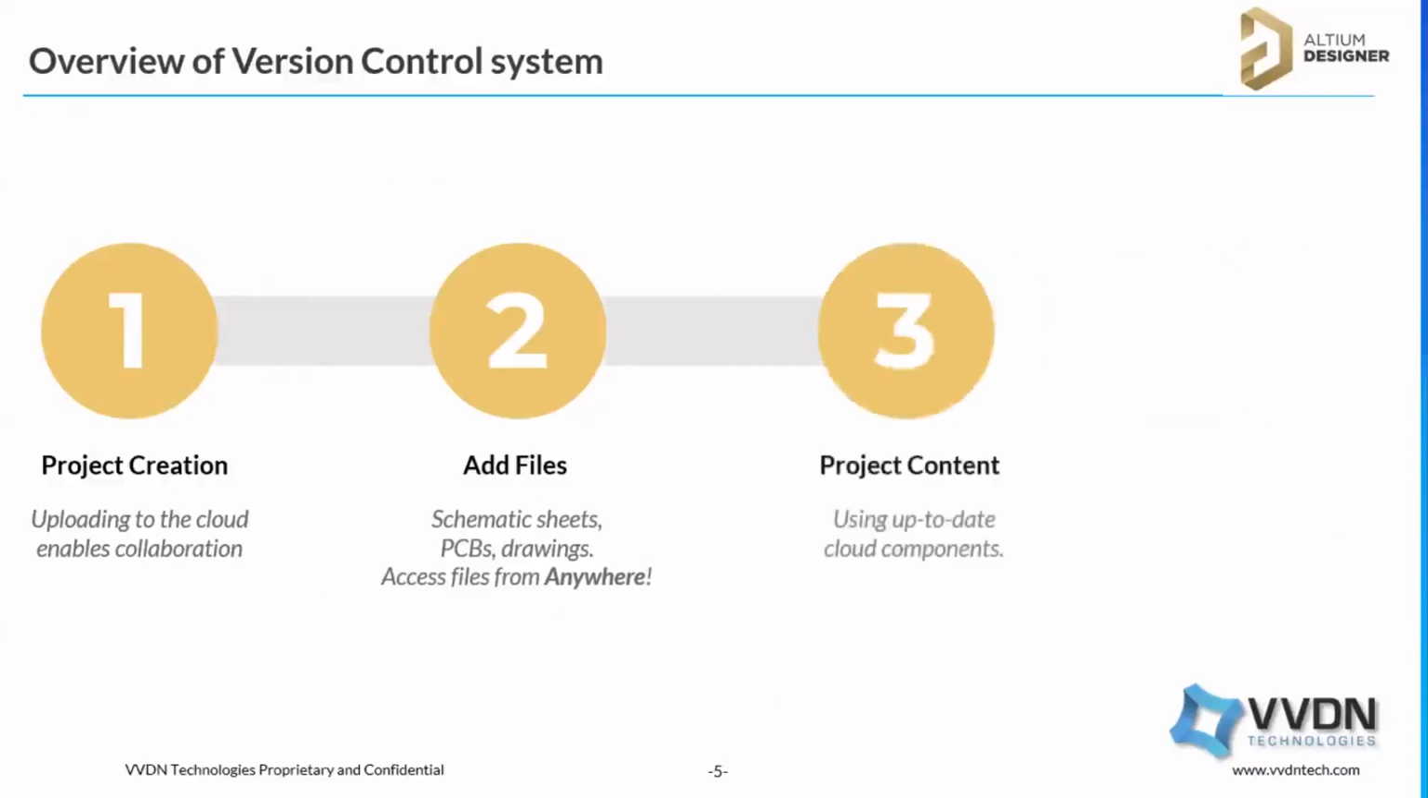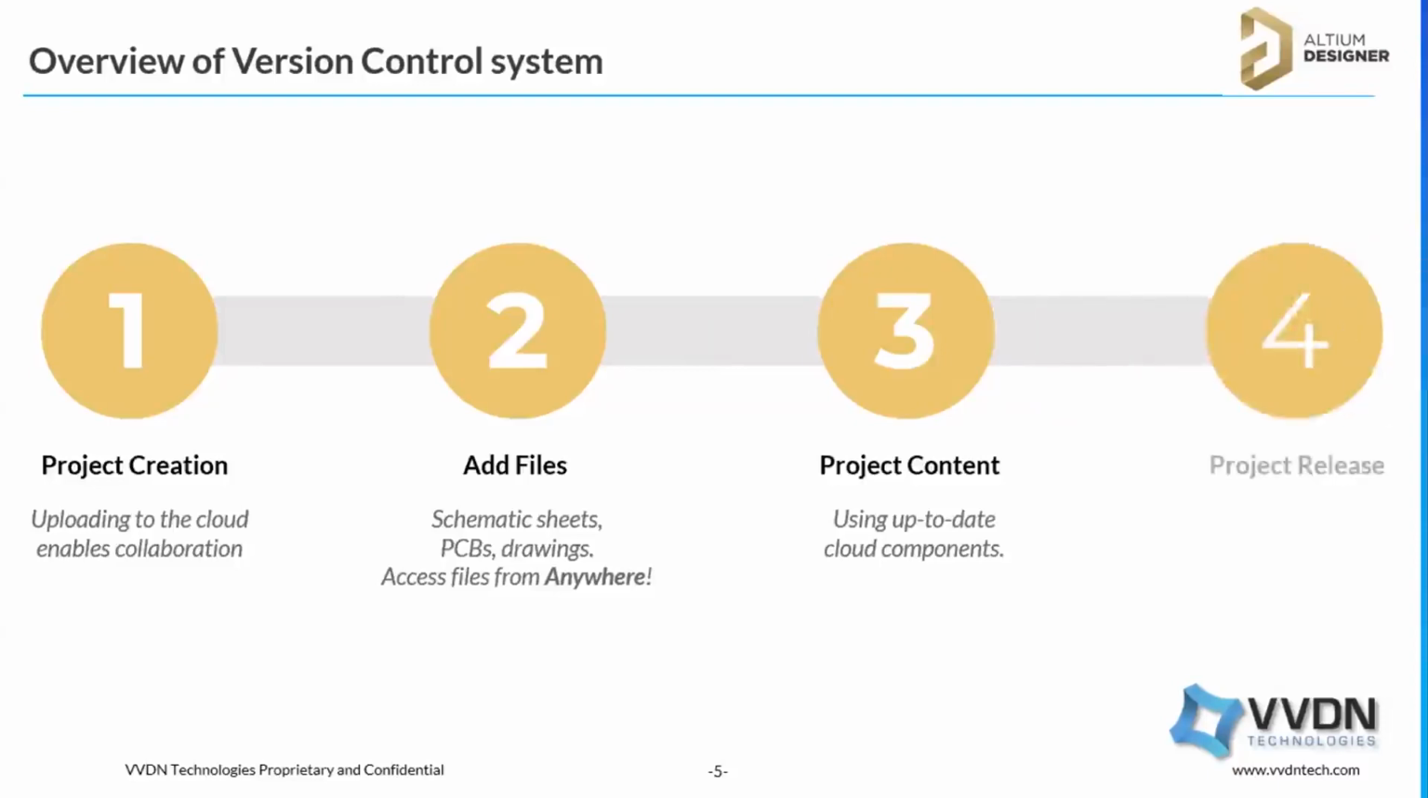The next one is that we are using up-to-date data. The files are stored in the version control repository server, so everyone is accessing it from the server. Always we have the up-to-date files, even the components also. The components for Altium 365, I will cover in this slide.